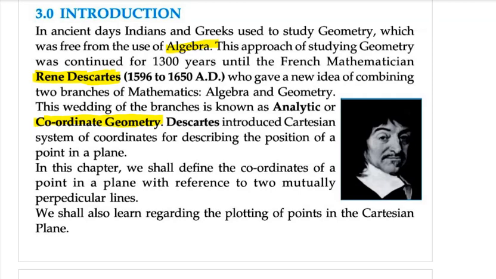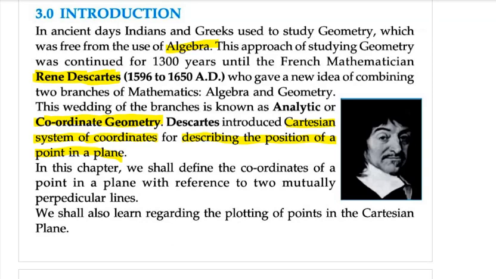See, no questions will be asked on this history, but because it's interesting, you should know. Descartes introduced the Cartesian system of coordinates. So he put forward this new system, known as the Cartesian system of coordinates, for describing the position of a point in a plane. So the use of this Cartesian system of coordinates in coordinate geometry is to describe the position of a point in a plane, right?